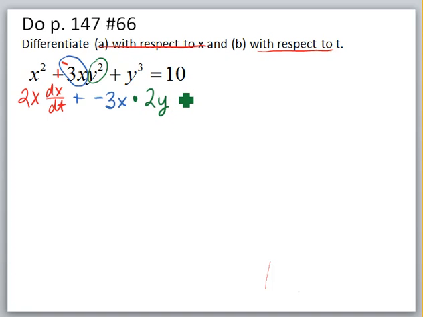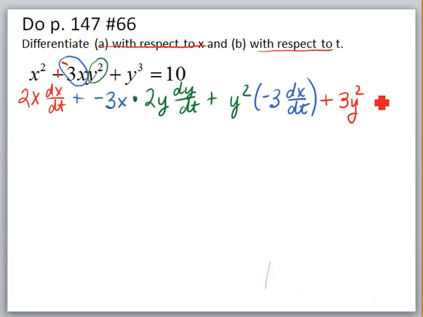This isn't a t, so I have to write, I'm taking the derivative of y with respect to t, plus the second times the derivative of the first. The derivative of the first is -3. This wasn't a t, so I have to say I'm taking the derivative of x with respect to t. Plus the derivative of y cubed is 3y squared. It is not a t, so I have to write the derivative of y with respect to t, and then equals 0.